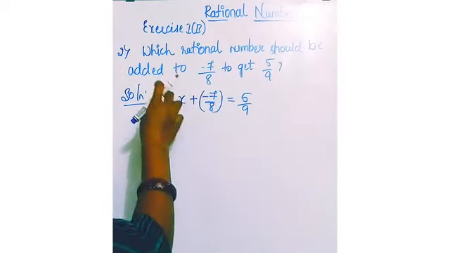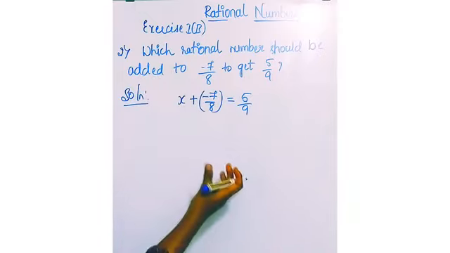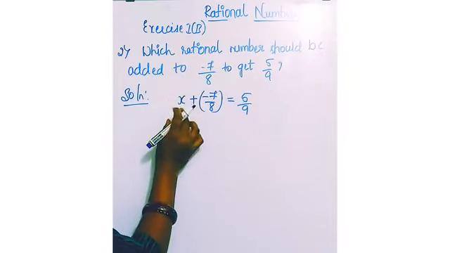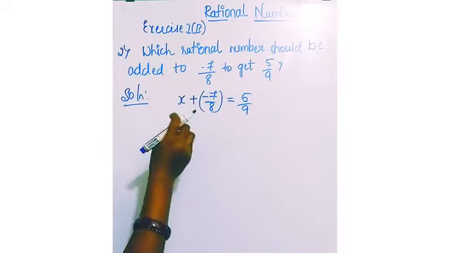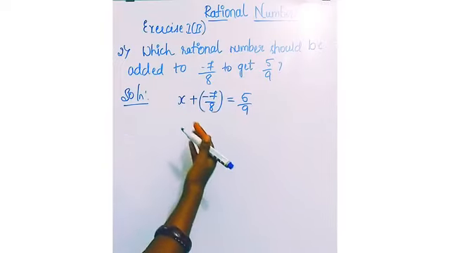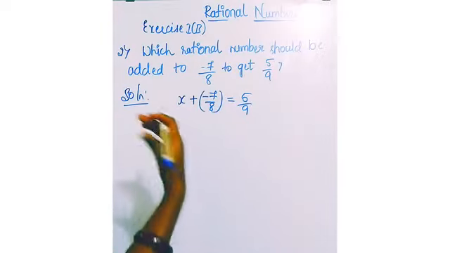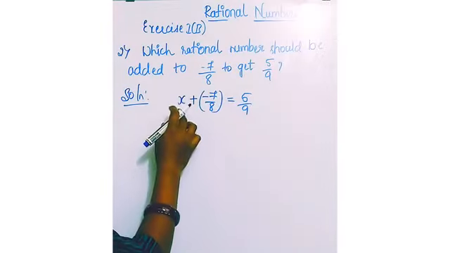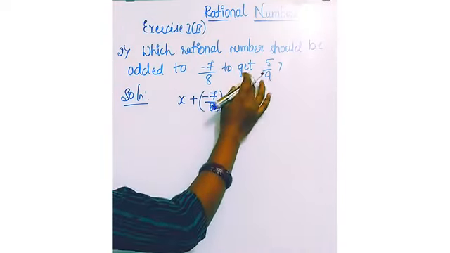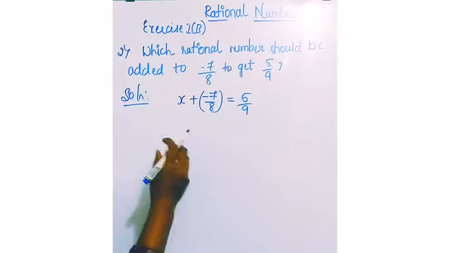We can take any variable to find the unknown. Here I am choosing x as the variable, and we need to find the value of x. You can choose y as well, we don't know it, so we need to find the y value. Like that you can also choose. Here, at the starting they have given which should be added, so I took it as x. x added to minus 7 by 8 equals 5 by 9. It is a very simple and easy concept.